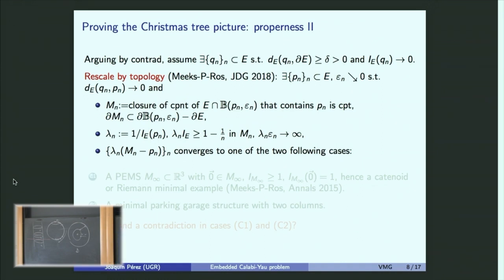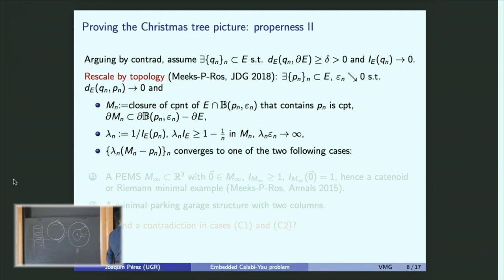Second, you can find a sequence of radii epsilon n going to 0, so that if you think of the closure of the component of the surface intersected with the ball centered at Pn of radius epsilon n that contains Pn, that component is compact with boundary on the boundary of the ball.